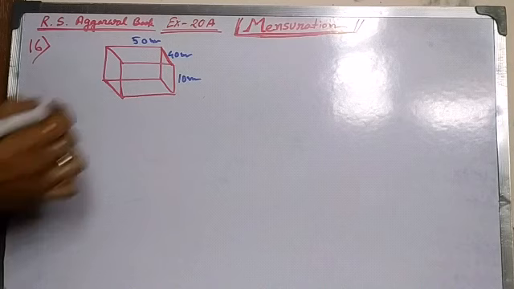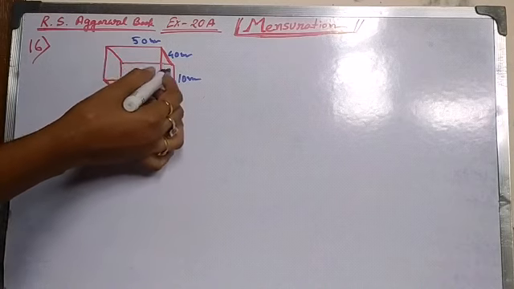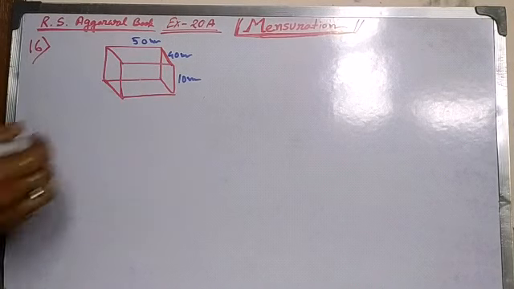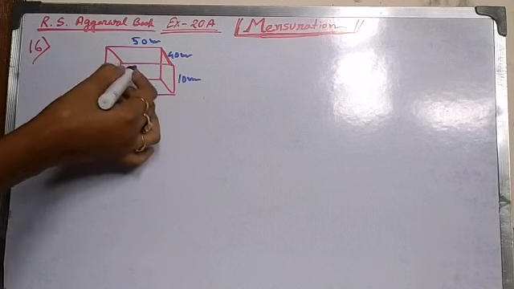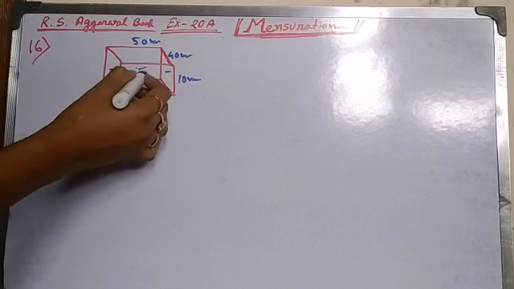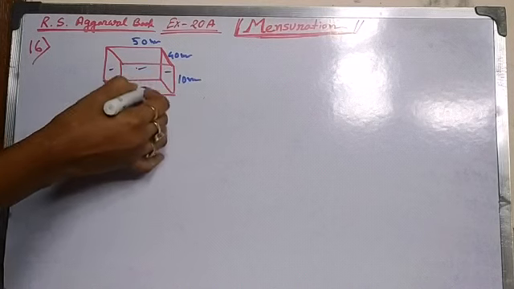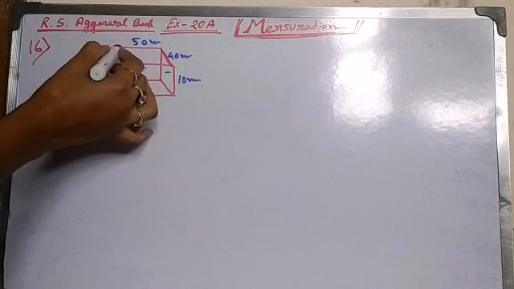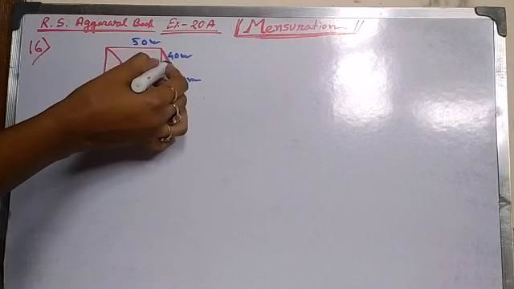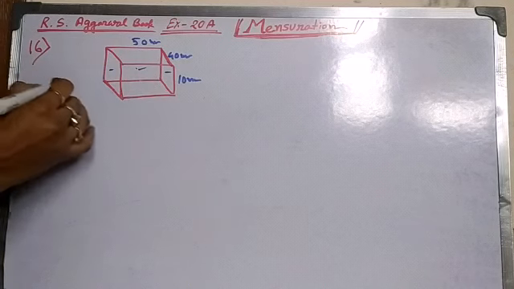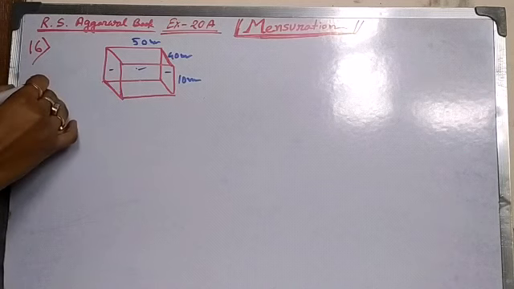So here the area of the 4 walls, that formula I discussed in the introduction video. So first we have to find out the 4 walls area, that means back wall, side 2 walls and this front wall. And with it we have to find out the ceiling. Ceiling means this length into breadth. So that also will be involved with 4 walls. So first we will see the area of the 4 walls.